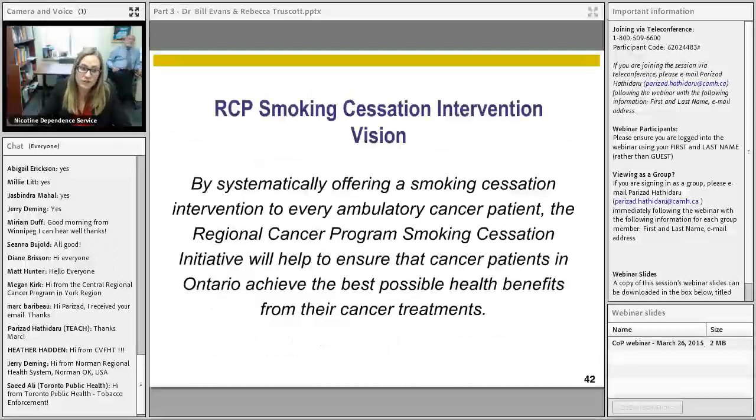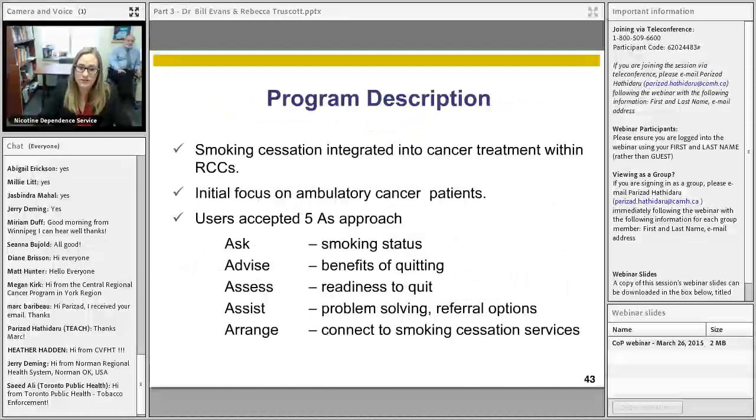The vision for our initiative is that we are offering smoking cessation intervention to every ambulatory cancer patient. So we're screening everyone that comes into the centers in order to ensure that cancer patients in Ontario achieve the best possible health outcomes from their cancer treatments. And we really want the focus to be on optimizing the cancer treatments that patients are going through, based on the evidence that Dr. Evans just presented to you.